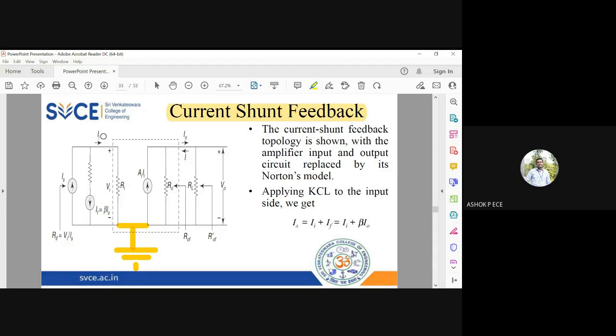Whatever current is going into your amplifier is II. The voltage across the amplifier is VI. So this is going to be the circuit diagram for current shunt feedback. In both places you have shunt.